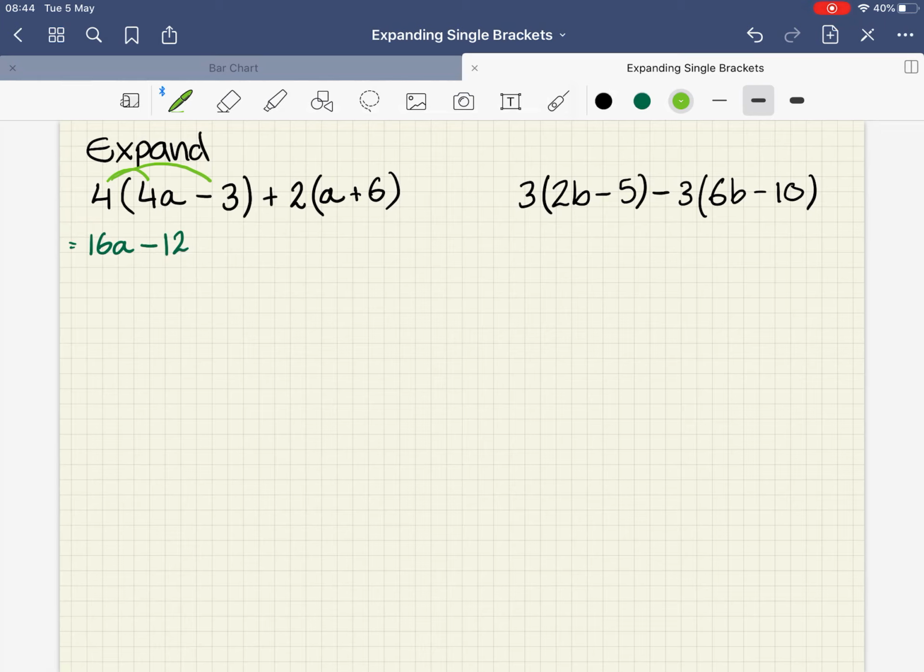And then I do the same over here. So I've got a positive 2 times a. So that's going to be plus 2a. And then positive 2 times 6. So that's going to be plus 12. And then I want to collect our like terms together. So I've got 16a plus 2a. So that's going to be 18a. And then I have negative 12 plus 12. And in fact, that's just going to cancel each other out to make 0. So that's my final answer done.